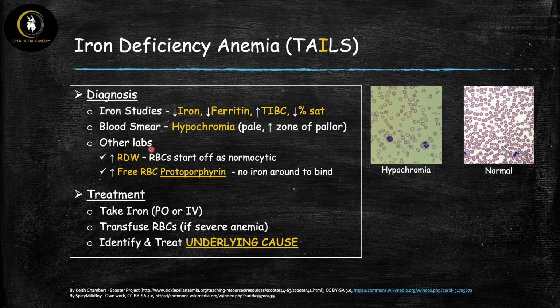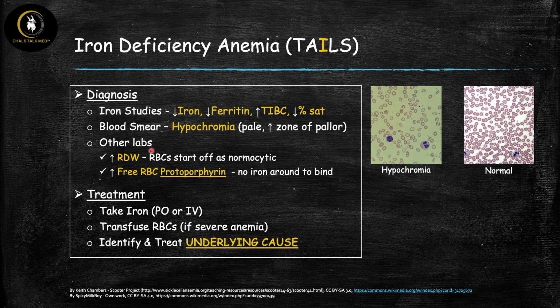Now, besides iron studies, there's a couple of other findings. On the peripheral blood smear, you're going to see hypochromia. Hypo means less, chromia means color. So this literally means that these red blood cells are going to be pale with an increased zone of pallor. And you can see that when you compare the red blood cells on this hypochromia smear with this one with a normal red blood cell smear. And the reason for this is because of less hemoglobin inside those red blood cells. So all microcytic anemias, not just iron deficiency, but all of them are going to have hypochromia because they all have less hemoglobin. But on test questions, it's usually used in the setting of IDA. So just keep that in mind.